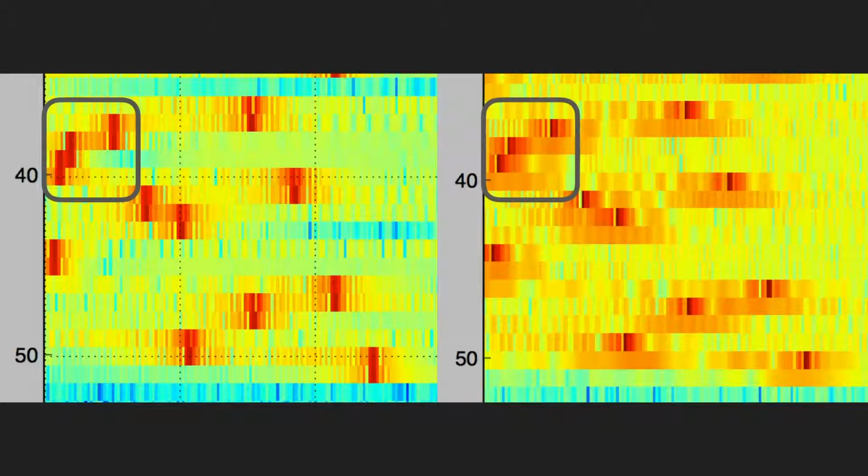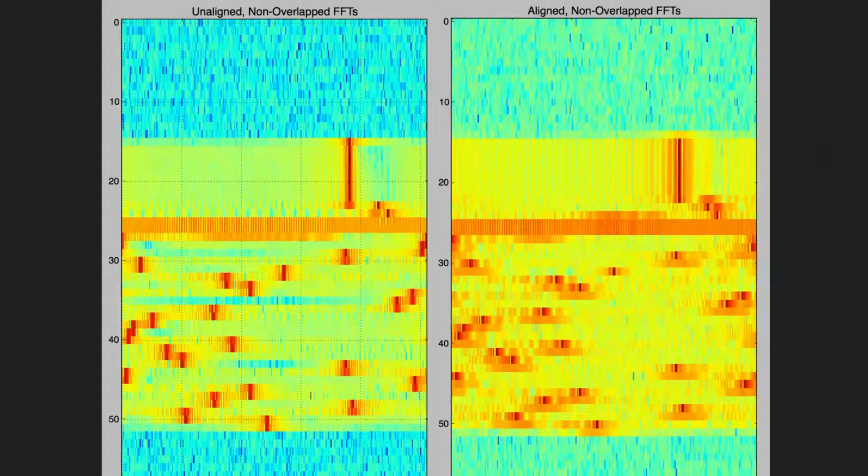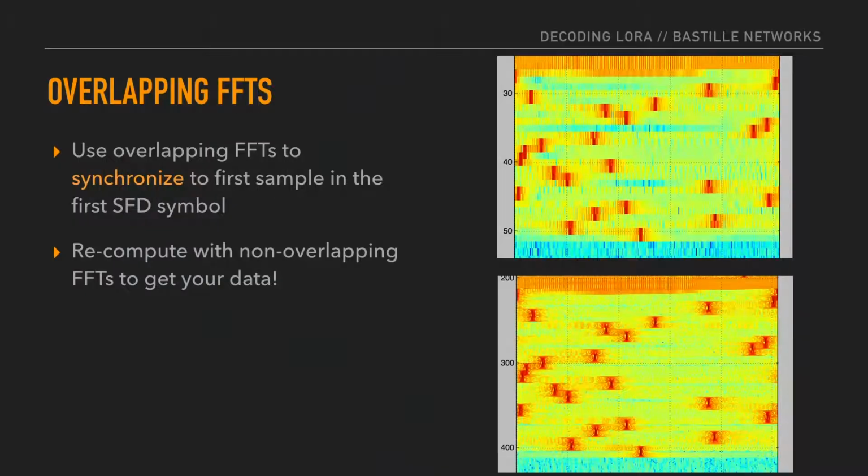So if we use those overlapping FFTs, we can synchronize on that SFD, and then once we know exactly where the first symbol of the PHY data unit is in our buffer, we can go back to using non-overlapping FFTs, which are more computationally efficient, and get us this nice read on the right. Here you can see that, again, if we look at lines 38 and 39, that ambiguity is gone, right? You can see exactly where the most intense bin is, and therefore which symbol is present. And here's the whole frame synchronized. So we got the collisions on the left, and it doesn't look that great. On the right, it's much clearer. Cool. So again, we recompute, it's more computationally intensive, and then we get out our data.